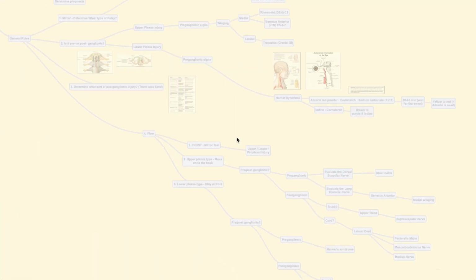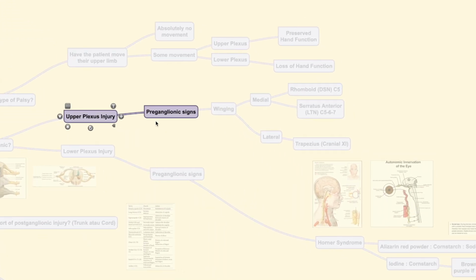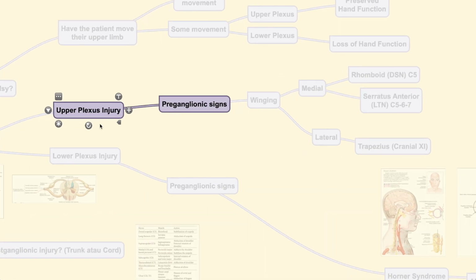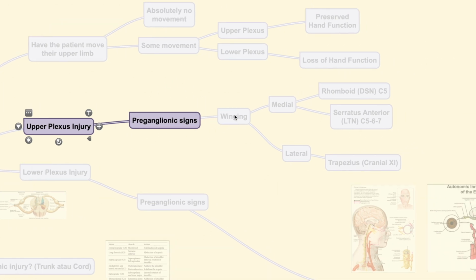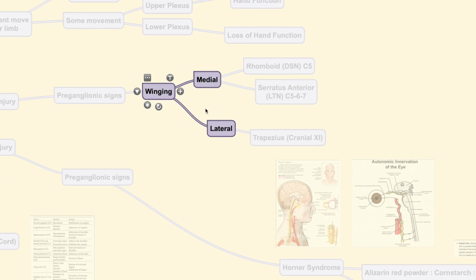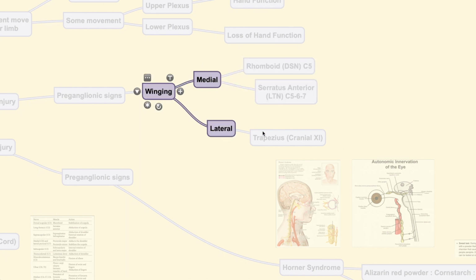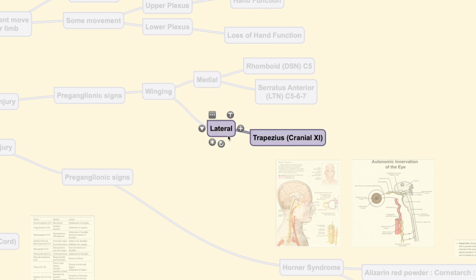Now that you know the relevant anatomy, you should be able to guess what the upper plexus injury would present with. If the injury involves the upper plexus, then generally the preganglionic sign would be winging, because during the injury of the upper plexus, there could be injury to the dorsal scapular nerve and long thoracic nerve, which in total will cause a medial winging. But you need to be aware of the other type of winging, the lateral winging, which is caused by the trapezius or the 11th cranial nerve.